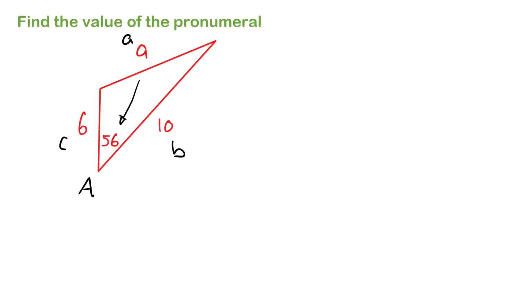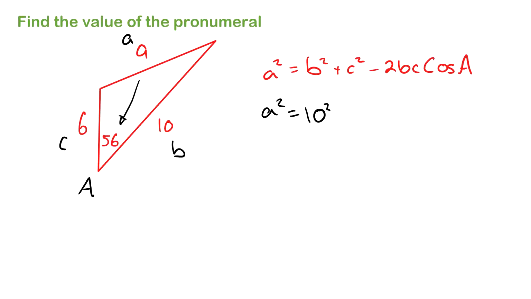Now that we've done that, it's a good habit again to write out our formula. So a squared equals b squared plus c squared minus 2bc cos a. And now I'm just going to substitute all our values in. A squared stays the same. 10 squared plus 6 squared minus 2 times 10 times 6 cos 56.